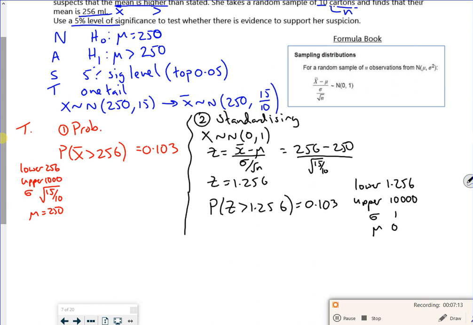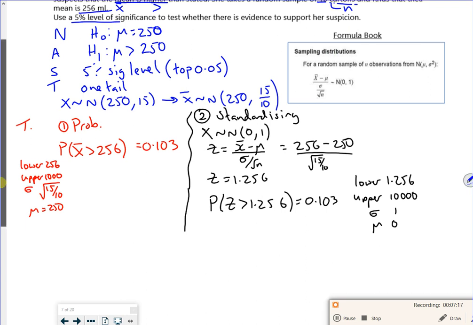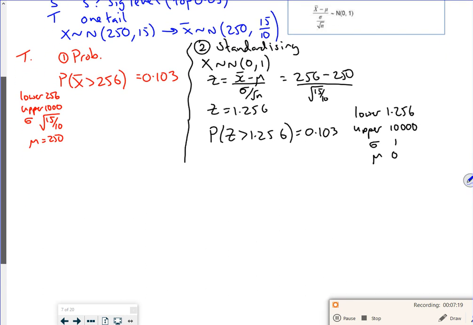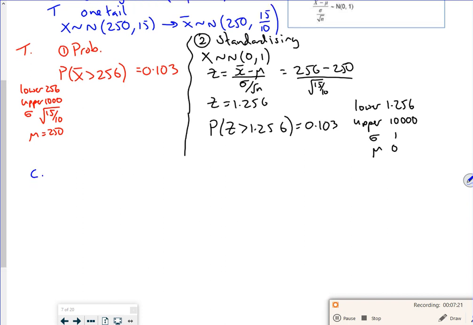See how faffy it is to do it? It's ridiculous, really. It's stupid. Why would you? That's what I say.